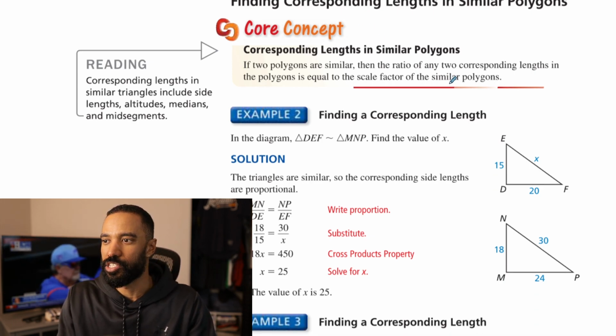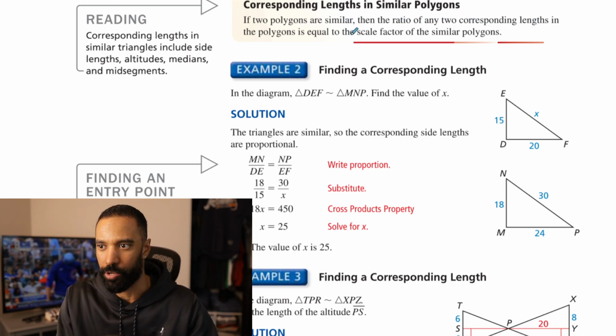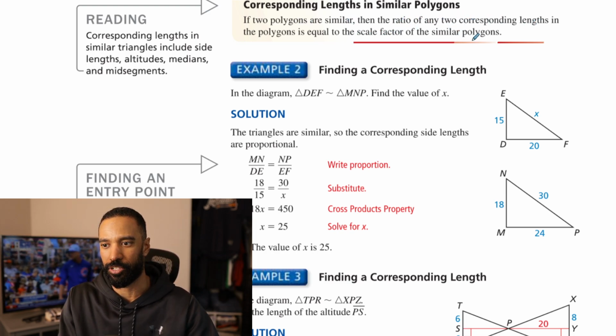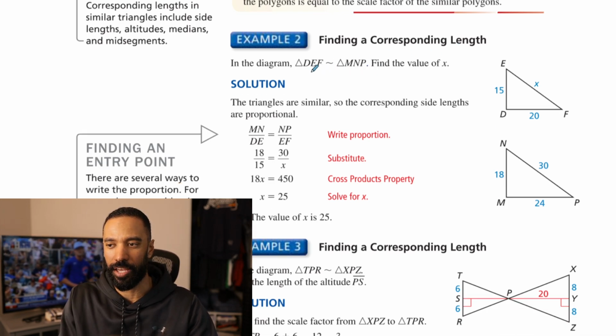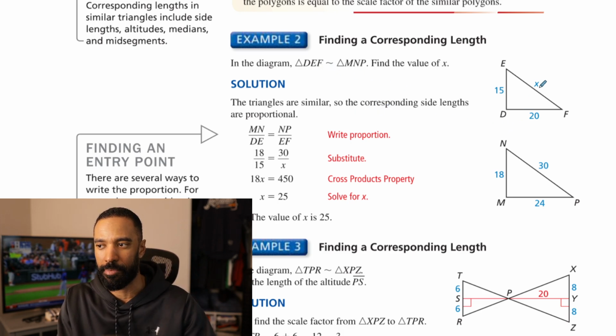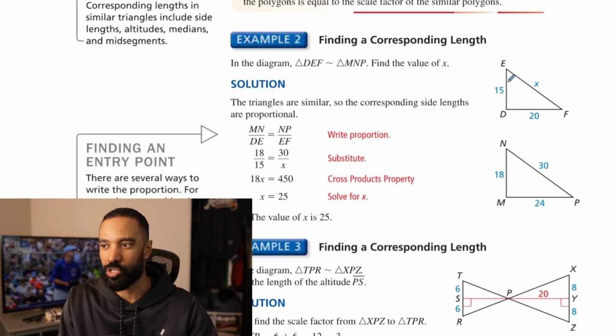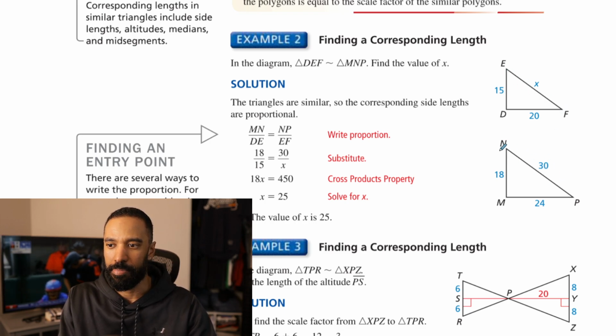Finding corresponding lengths in similar polygons. Okay, if we know that they're similar, then the ratios should always be equal to the scale factor of the similar polygons. Anytime that we do a division for these two polygons that are similar, find parts that correspond, use that similarity ratio, and apply it to end up finding a missing value. Such as if these are facing the same direction, DF is to MP and stuff like that, but I have to find X. EF is to NP in that same way.